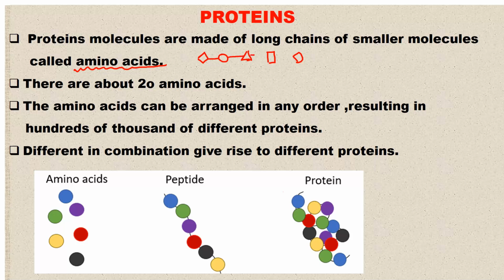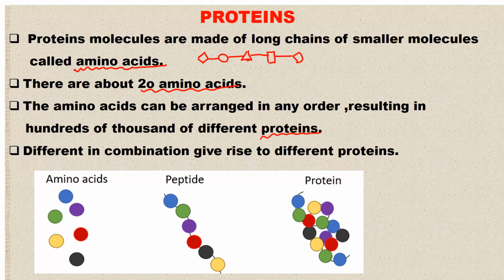Now, when these amino acids are joined together, they form a large chain, otherwise known as a protein. So a protein is made up of amino acids, a lot of them joining in different patterns. Like I've already said, there are about 20 amino acids. The amino acids can be arranged in any order, resulting in hundreds of thousands of different proteins. So they can be arranged in a random pattern. Different combinations give rise to different proteins. Okay, so very important that you understand this.